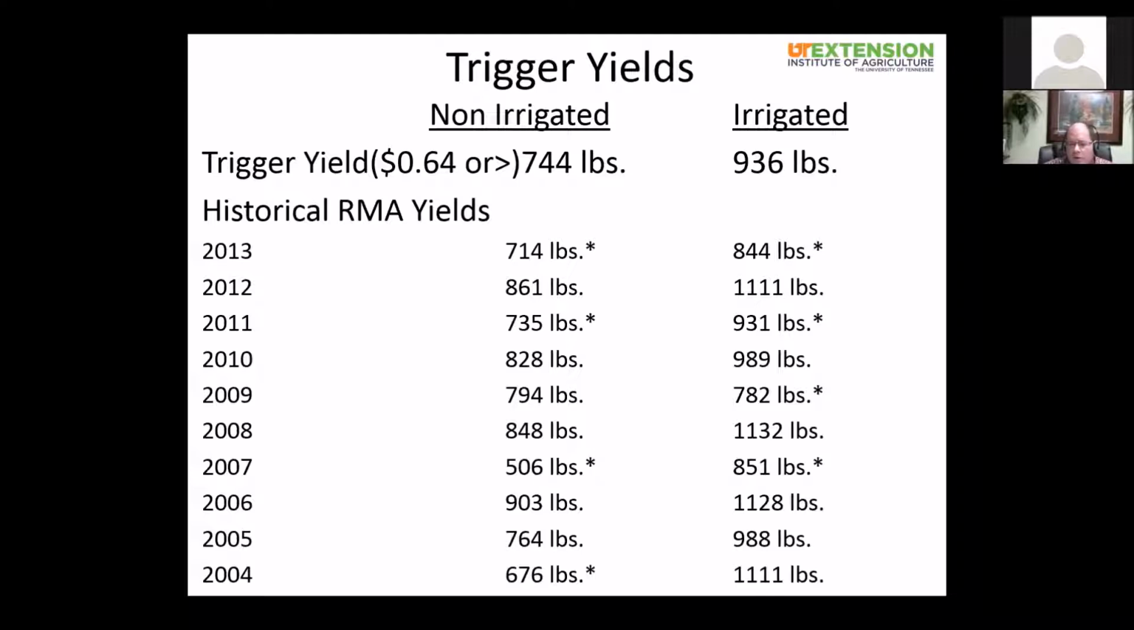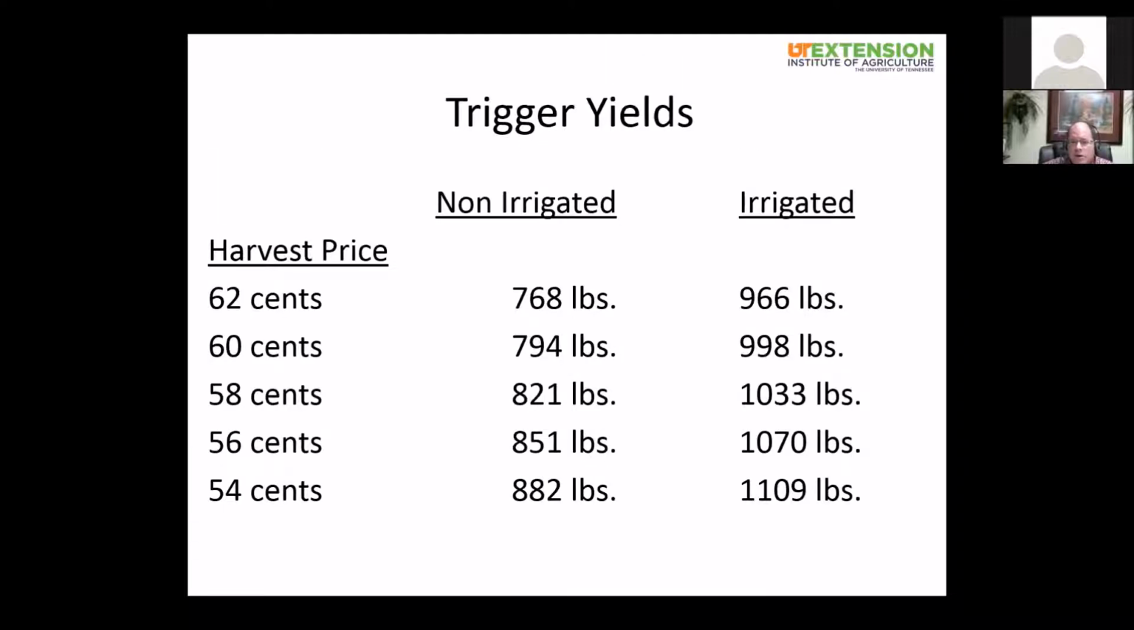Now, the other part that you might look at would be, well, what if prices decline? This example just looks at prices staying in the mid-60 range or higher, and then the other part of the protection, because this is revenue that we're protecting, is a price decline. So let's look and see what the trigger yields would be at different price levels. If we look first at 62 cents, the trigger level for the non-irrigated is 768 pounds. The irrigated would be 966 pounds. At 60 cents, the trigger level would be 794 pounds.